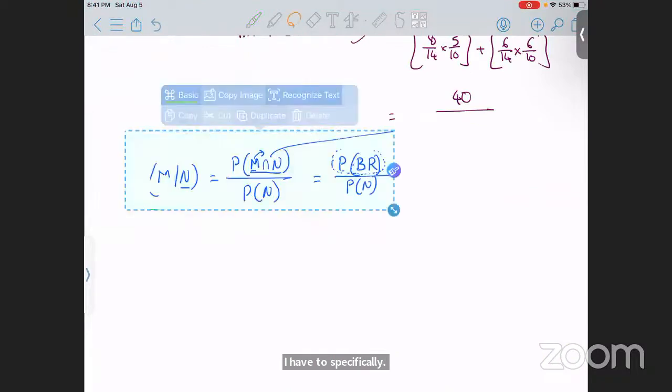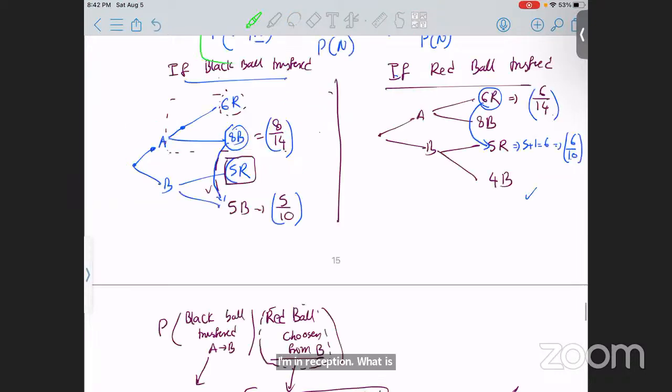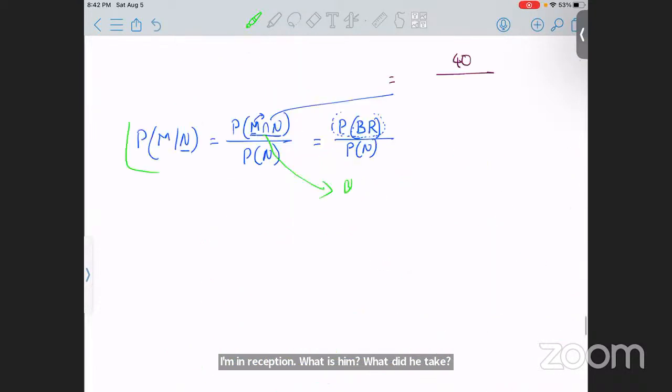Look at this carefully. M intersection N means what? What did I take as M? Black ball transferred from A to B.